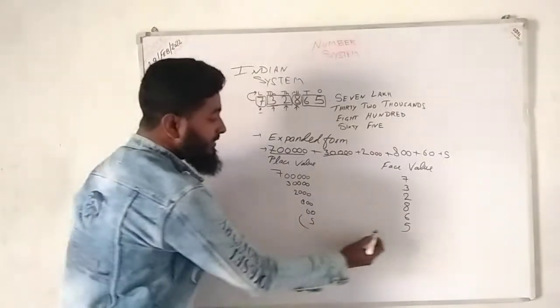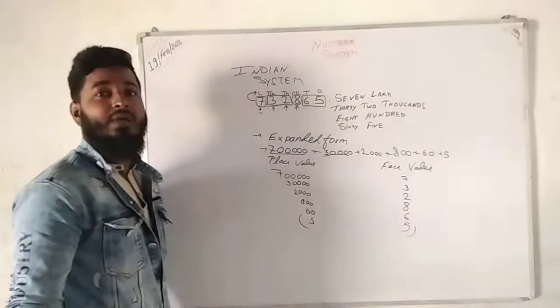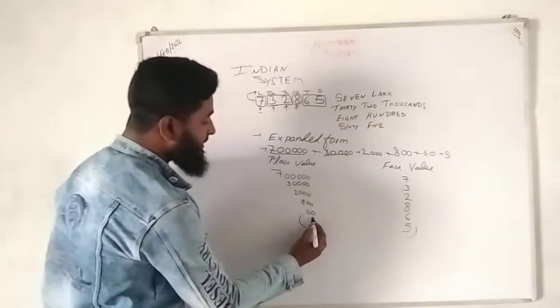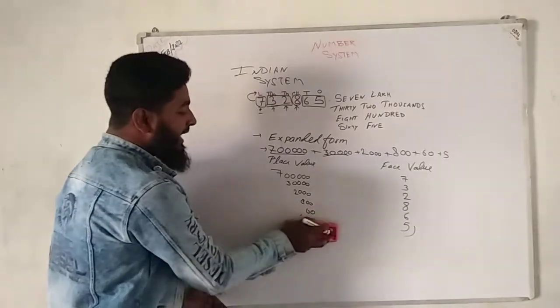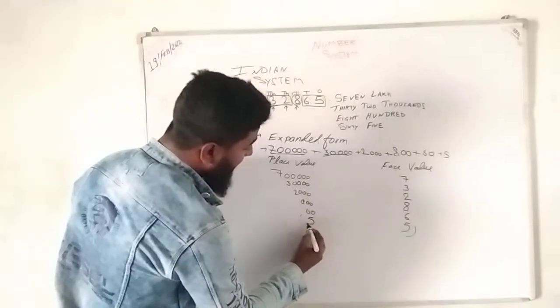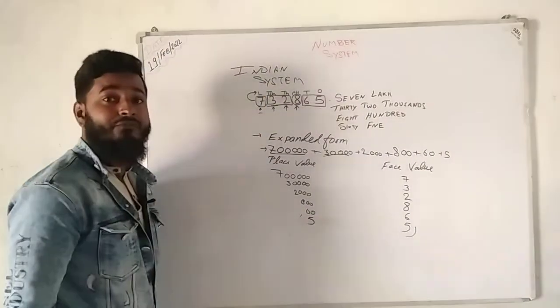Now comes the question here: which digit has the same place value as its face value? The digit is in the unit place. It is called the ones place number. The ones place number has the same place value as its face value.